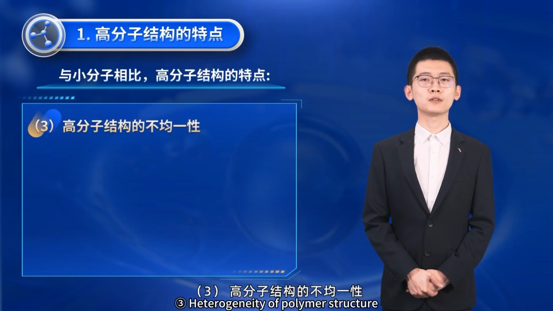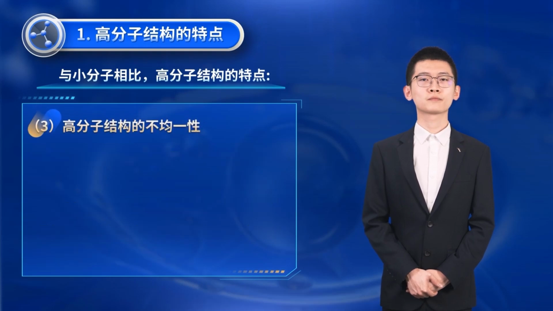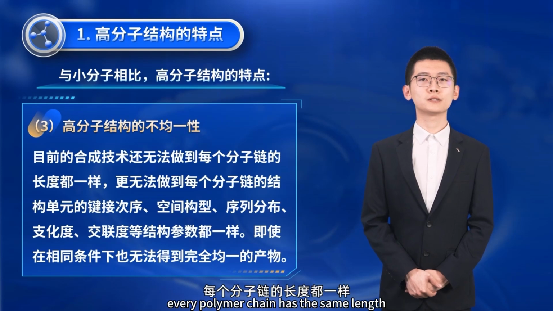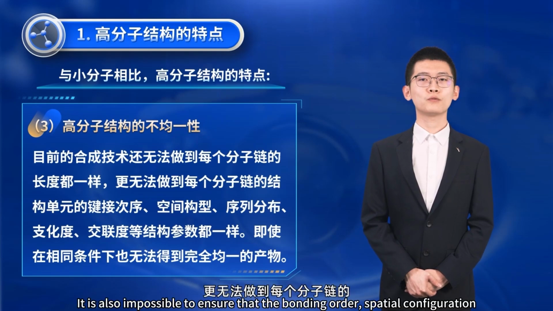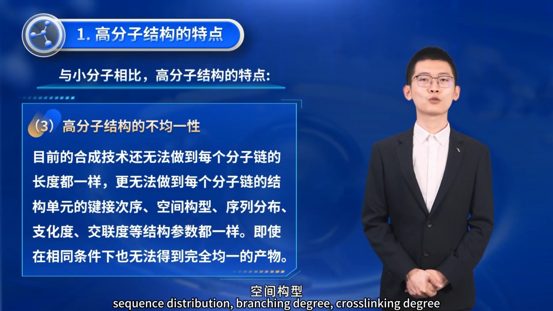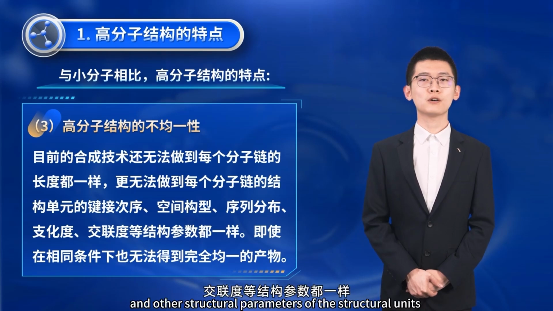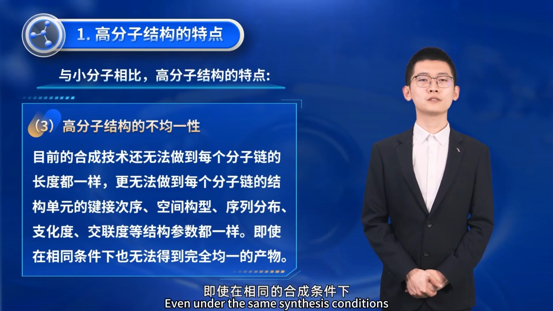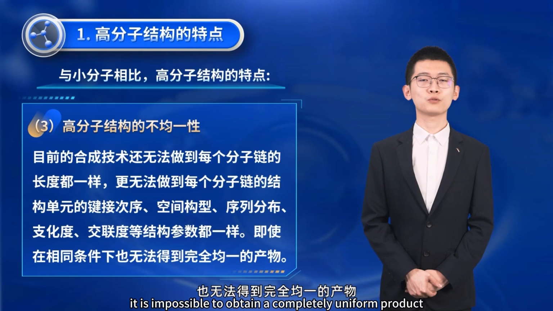Third, heterogeneity of polymer structure. Current synthesis techniques cannot ensure that every polymer chain has the same length. It is also impossible to ensure that the bonding order, spatial configuration, sequence distribution, branching degree, cross-linking degree, and other structural parameters of the structural units in each polymer chain are identical. Even under the same synthesis conditions, it is impossible to obtain a completely uniform product.